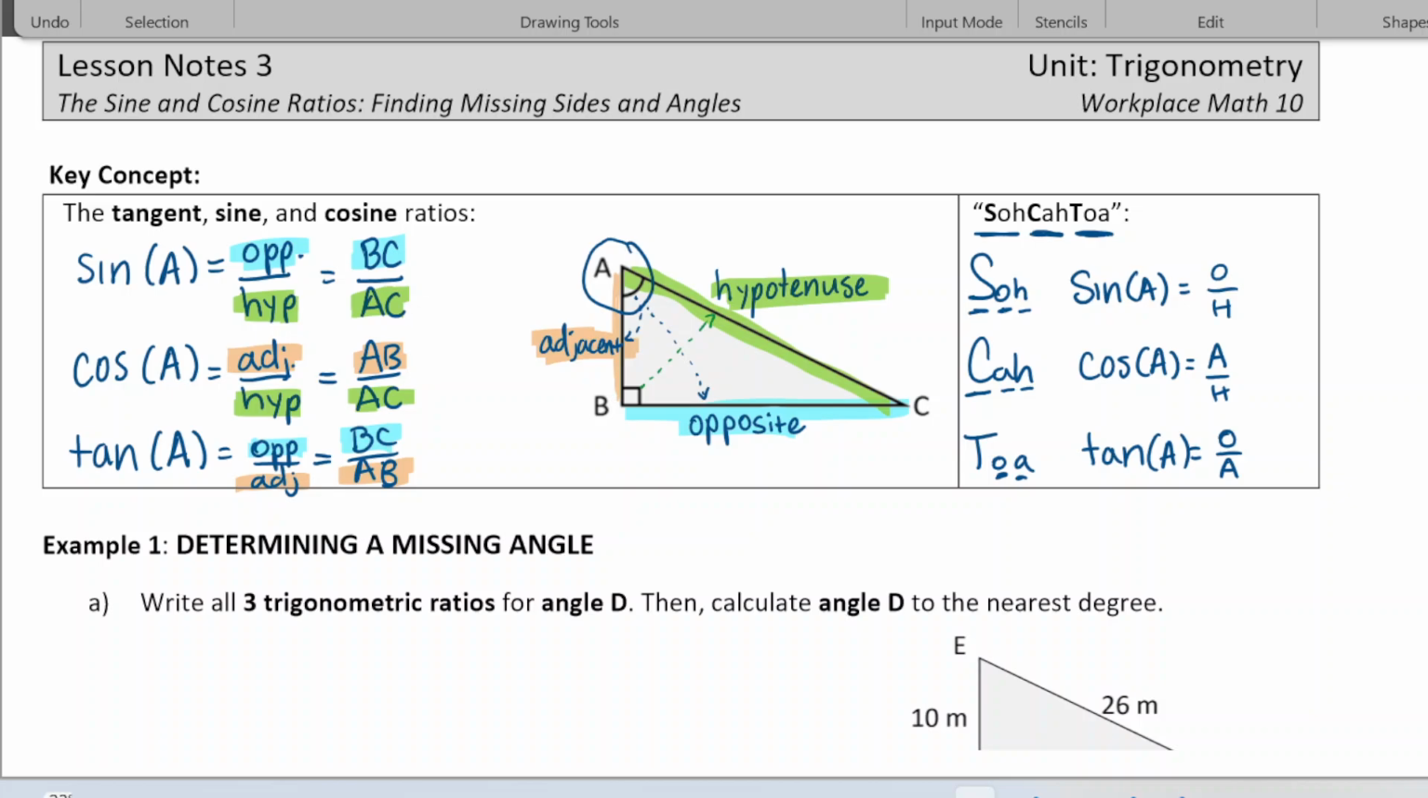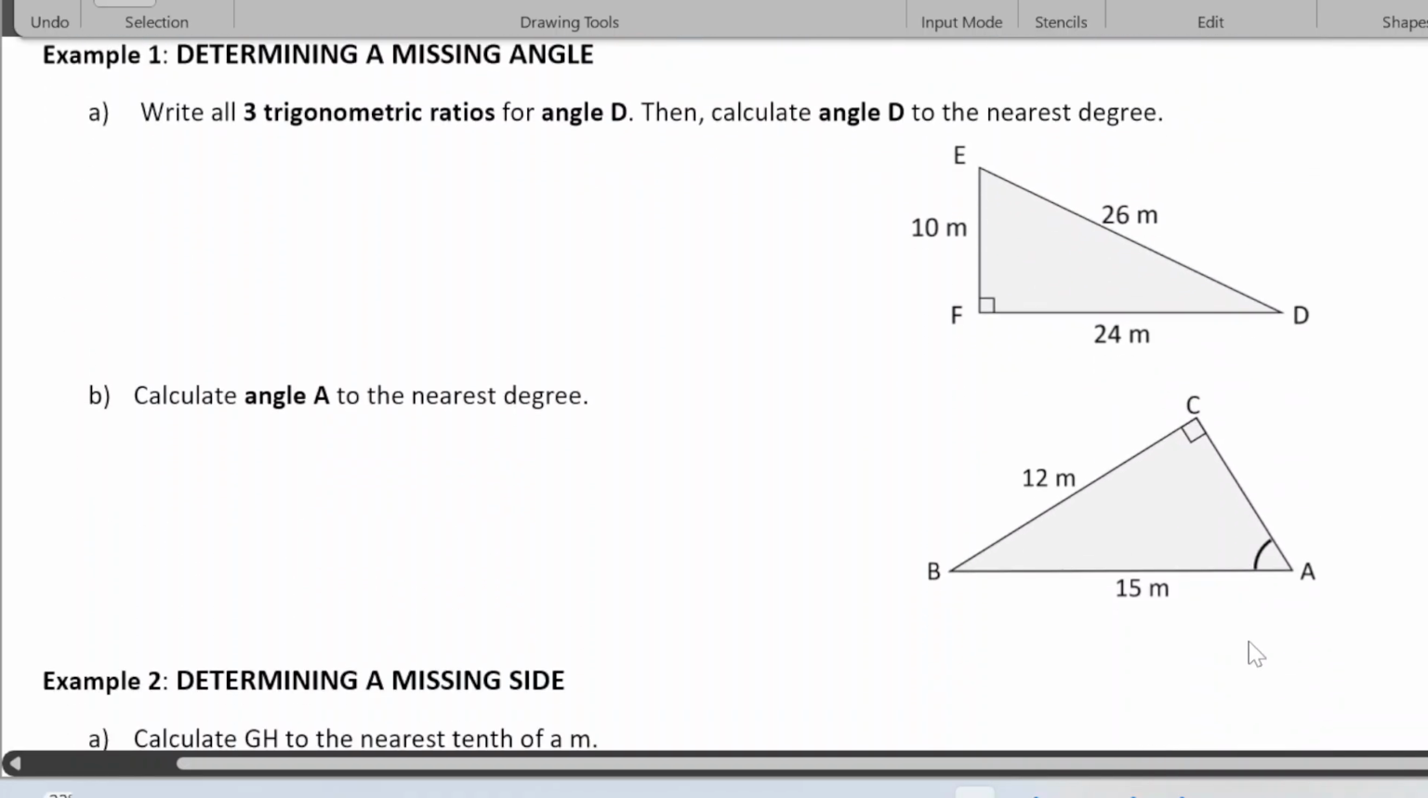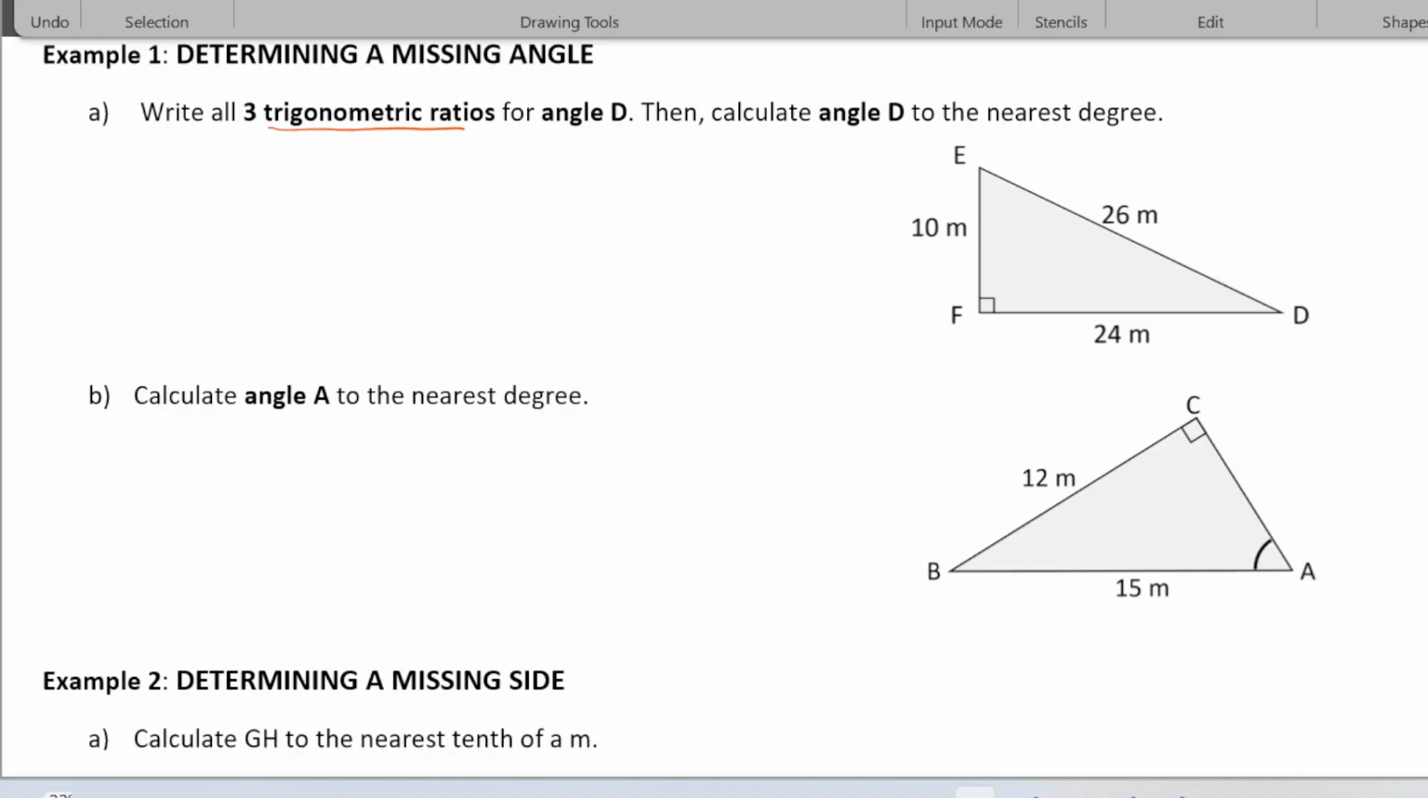Okay, so let's practice using SohCahToa and these three ratios to calculate angles and sides. We're going to use the same process as we did in lessons 1 and 2, but we're just using the new ratios here instead of tan. All right, so let's scroll down here. Okay, perfect. So it says write all three trigonometric ratios for angle D. So here's angle D, and then calculate angle D to the nearest degree.